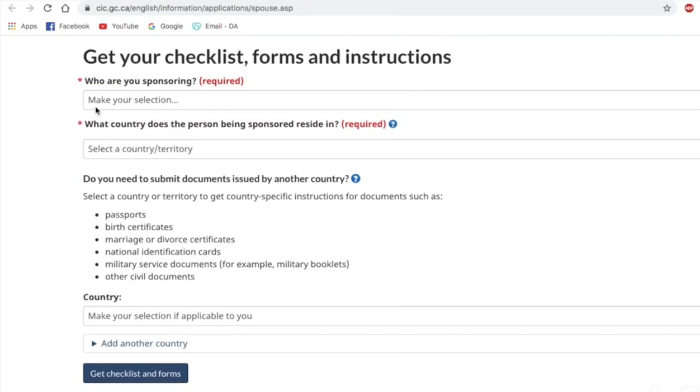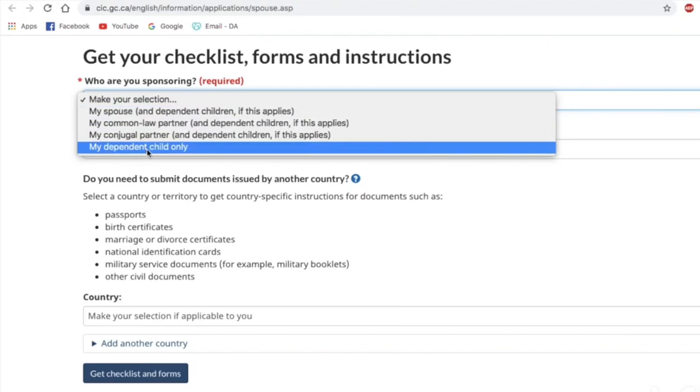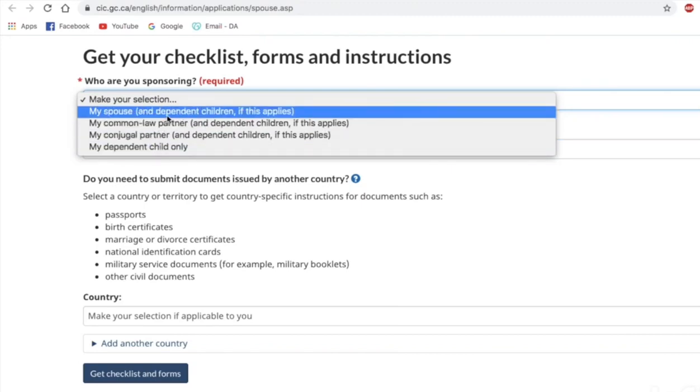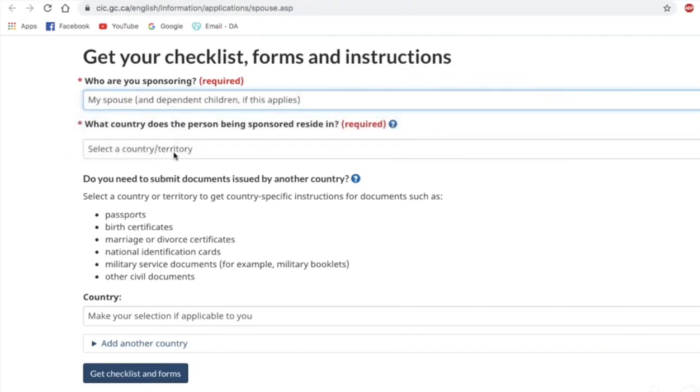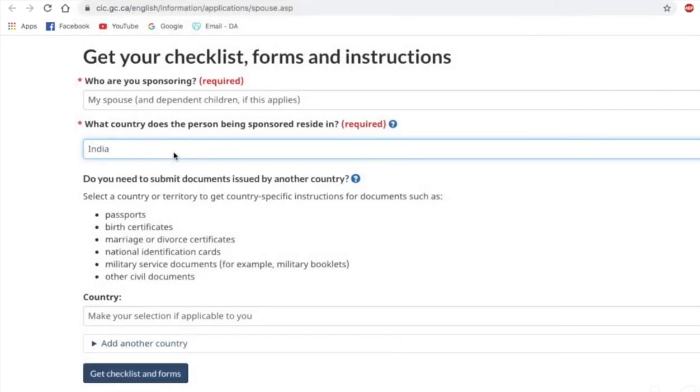First of all, who are you sponsoring? If you're sponsoring a legal spouse, then you can answer that. If you're sponsoring only a dependent child or a common law partner, you can answer accordingly, but I'll just select spouse here. Let's say your spouse is residing in India, so I would select India here. Then it asks whether you need to submit documents issued by any other country. Maybe the birth certificate of your spouse is from another country, in which case you need to select other country as well, but I'm giving you a very general example here.